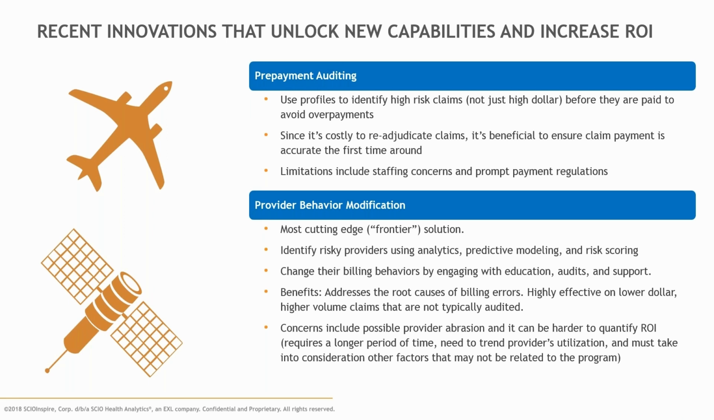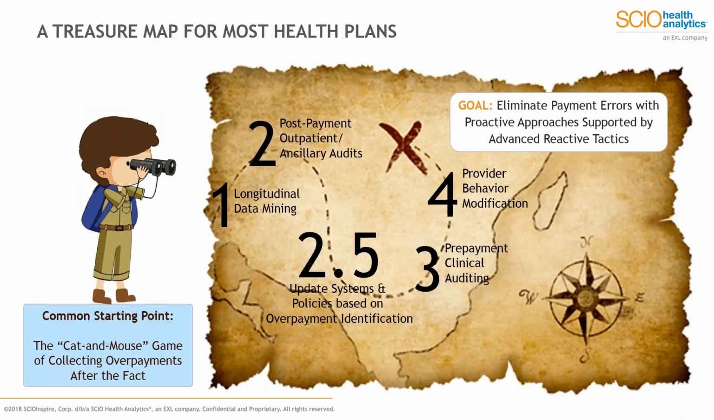There's 4 major destinations on our journey: longitudinal data mining, expansion of our post-pay audit programs into the outpatient and ancillary claim types, the prepay clinical auditing, and the provider behavior modification. As you will see, our explorer also takes a break along the journey to apply insights gained along the way. This includes correcting systems and process issues and possibly addressing payment policy opportunities that are identified through root cause analysis of the payment errors that have resulted in repeated recoveries.